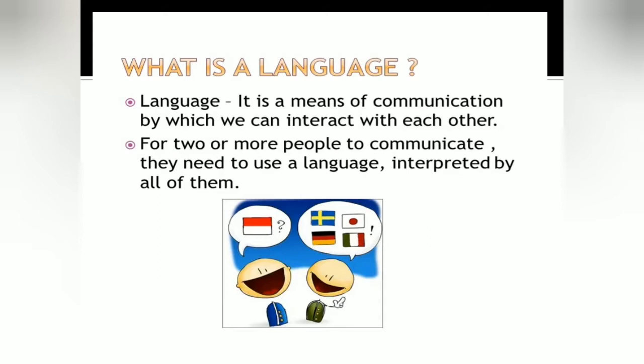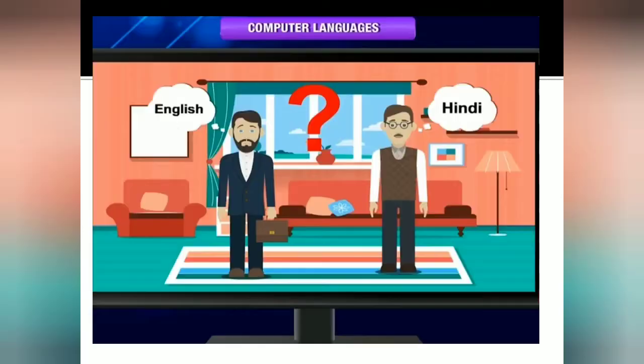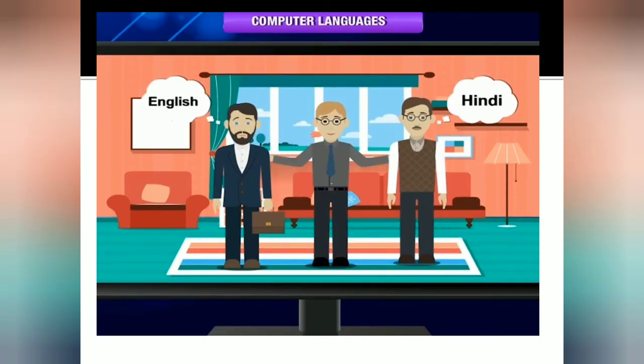For example, if your friend is speaking in Punjabi and you are talking in English, will you be able to understand each other? No. So we need a common language so that we can understand each other. See another example. If one person speaks in Hindi, and the other person speaks in English, both of them can't understand each other's language. So how will they communicate? They both need a translator who can translate both of their languages.